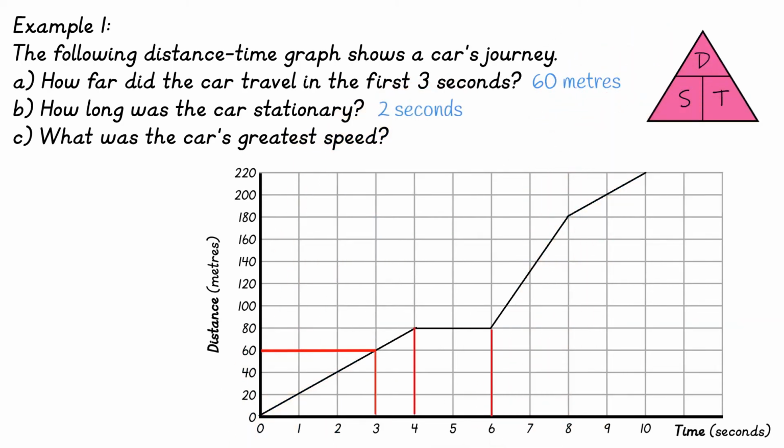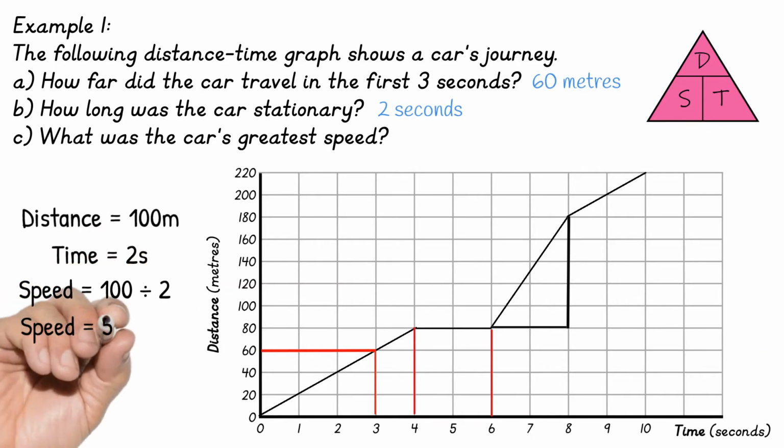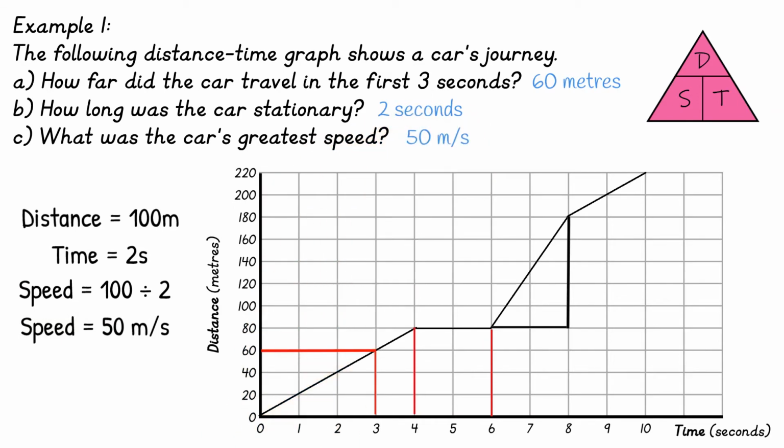Now for part C, what was the car's greatest speed? The steepest part is this area here. If we look at the distance, which is 100 between the top and the bottom of that line, the time is 2, so looking at the width. To find speed, you do distance over time. Note that it was actually the height divided by the width of the triangle, and that was 50 meters per second.